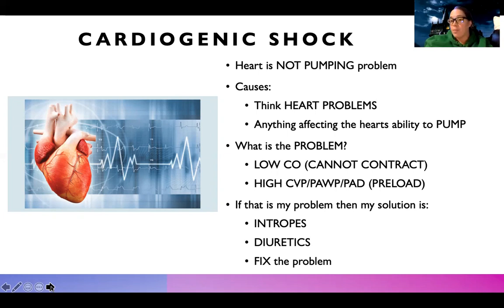And then, of course, I want to fix the problem. If the patient's having a heart attack, I want to go in and get them treatment for that. If they're in heart failure, I want to try to manage that. If they have an infection, I want to try to treat the infection. But whatever I can do to support them along the way.